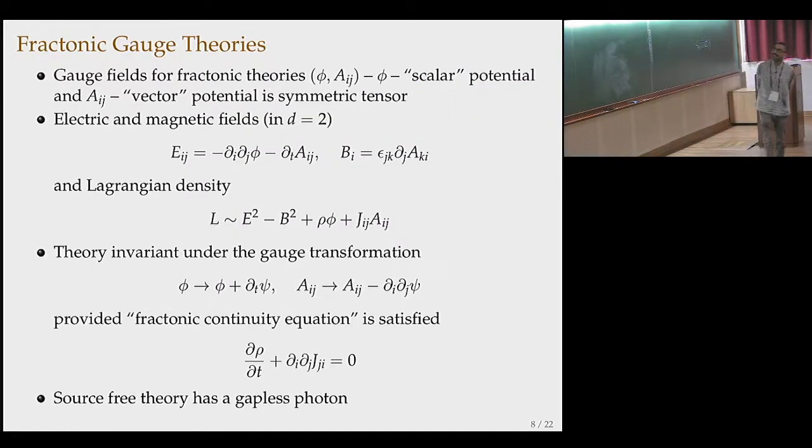Okay. All right. So you can actually make this much more formal. You can write down a gauge field where there's a scalar potential, as we know, and the vector potential is a second rank symmetric tensor, Aij. The electric field gets defined this way. The magnetic field gets defined this way. Looks funny, yes? And you can write a Lagrangian density in this fashion, and you can do these sort of gauge transformations. And you will end up getting this sort of continuity equation, which has fractonic character. The other thing is that for the source-free theory, if you write the Maxwell's equations and don't have any charges, you will see that this has a photon. So this is actually a generalization of electromagnetism.